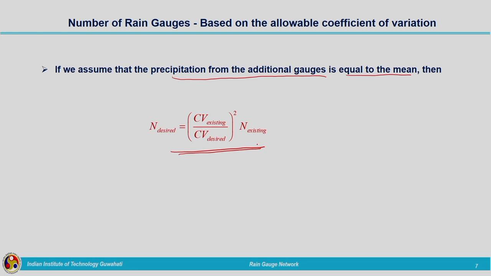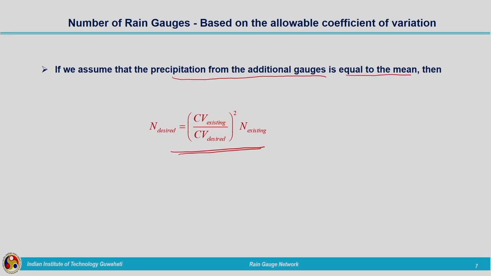So, what we are doing is assuming that there are some extra rain gauges in the catchment, in the particular area, and those rain gauges will be giving us the mean rainfall data. This is an assumption. Based on that, we can calculate the extra number of rain gauges or the desired number of rain gauges. Actually, the desired or required number of rain gauges in a particular area can be calculated. Once the required number of rain gauges is calculated, we can calculate the extra number of rain gauges required. So, the desired number of rain gauges can be calculated by using this formula: CV existing divided by CV desired, all squared, multiplied by N existing.